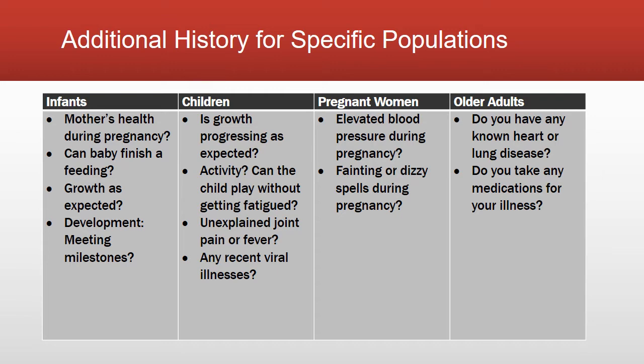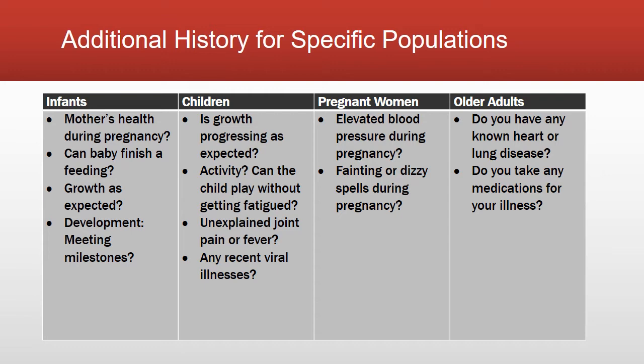With children, is the child growing as expected? Can the child play without getting fatigued? And then, is there any unexplained joint pain or fever? Any recent viral illnesses? Viral illnesses are known to cause cardiomyopathy in some patients. So if the child does not have the activity level they had prior to the viral illness, then maybe that indicates a cardiovascular problem.